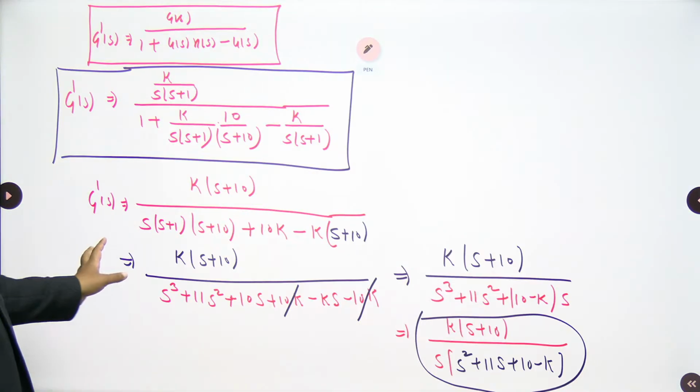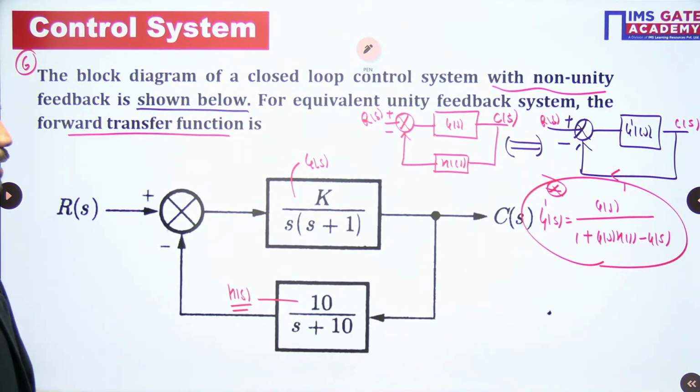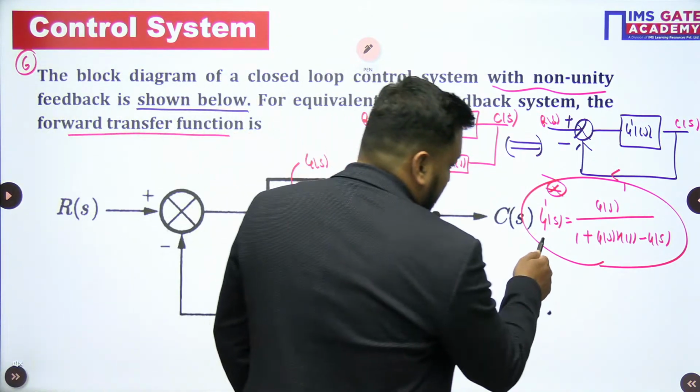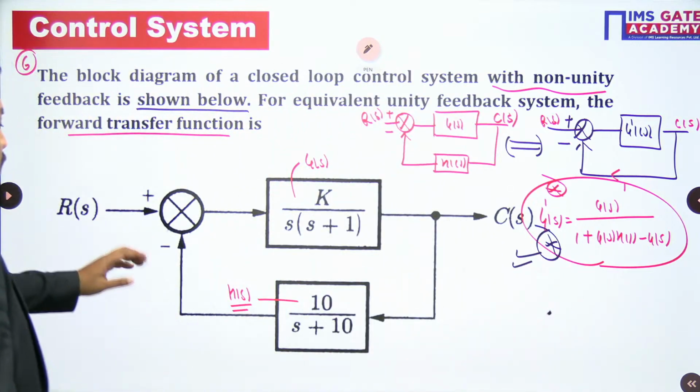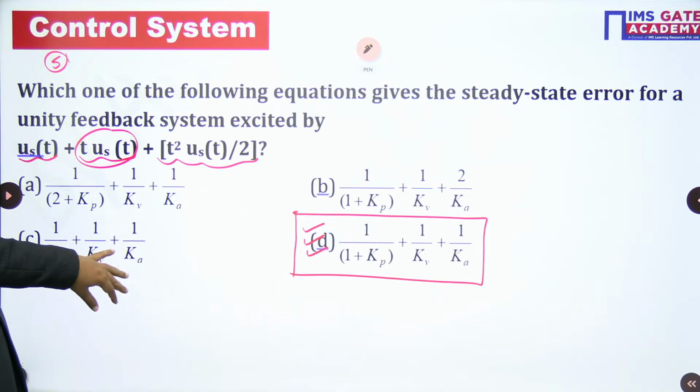So those who are doing this, do it fast. I think it is an easy question, but you can only solve it if you remember this expression. So if you know the concept, you can solve this question. It is a good question. Conversion of a non-unity feedback system to a unity feedback system.